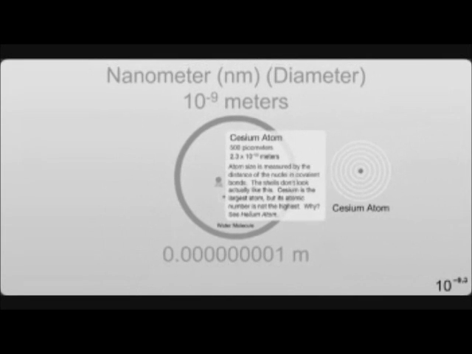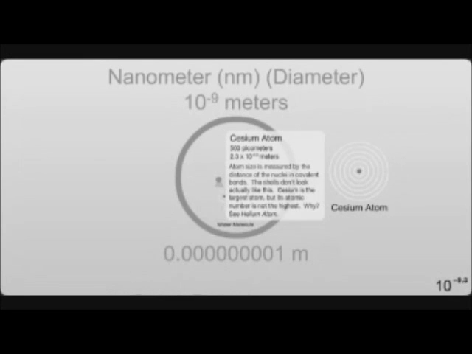The cesium atom is measured by the distance of the nuclei in covalent bonds. The shells don't actually look like this. Cesium is the largest atom, but its atomic number is not the highest.